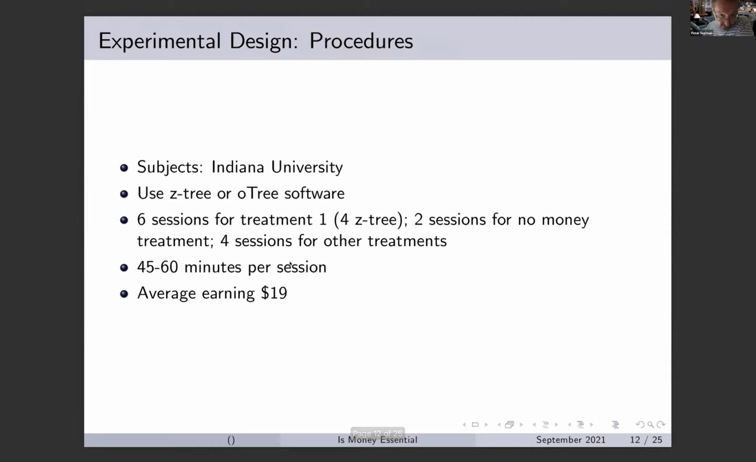This is stuff that I don't really know much about, like the software; ask Daniela and Janet. One thing that I think is kind of nice is that they are spending 45 to 60 minutes per session, and the average earning is 19. It's quite a lot of money for an undergrad, it seems to me, given the time they put in. And correct me if I'm wrong, Daniela, there's also quite a bit of variability in earnings, so that if you're really screwing up, you're not earning much, right? That's true, right? Yes.